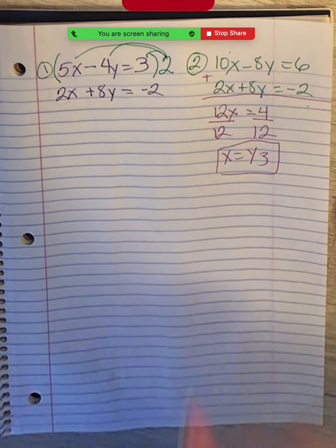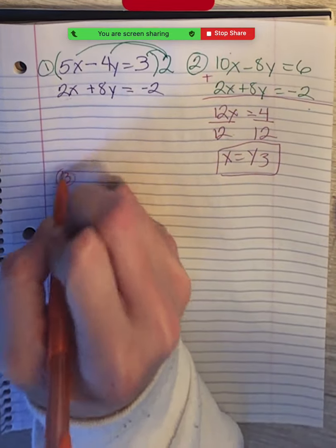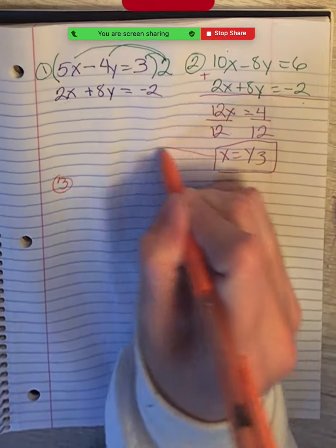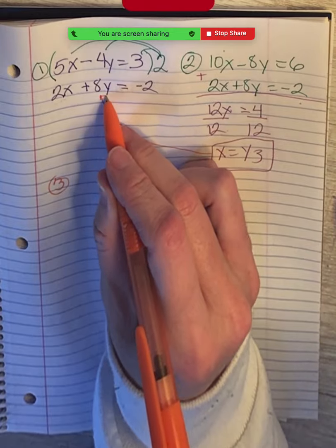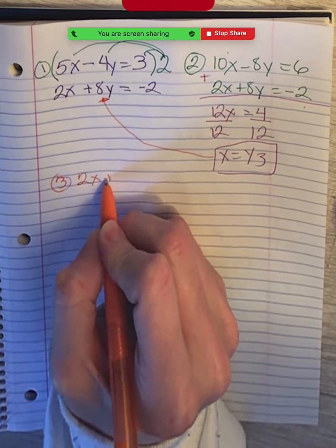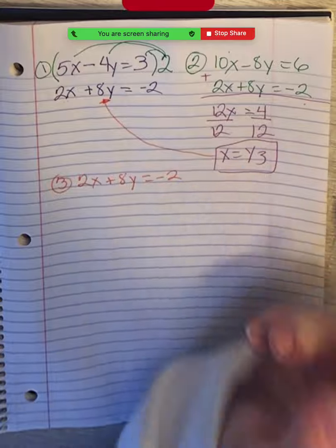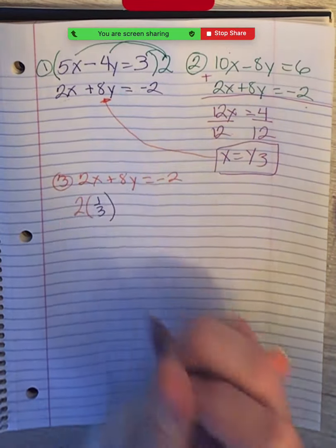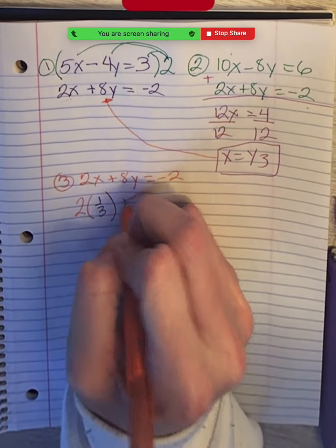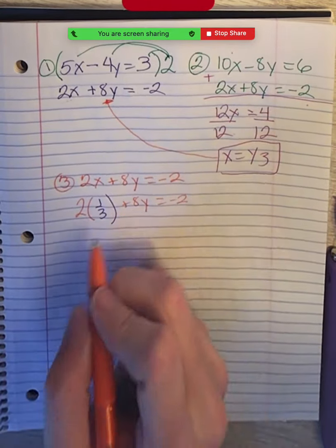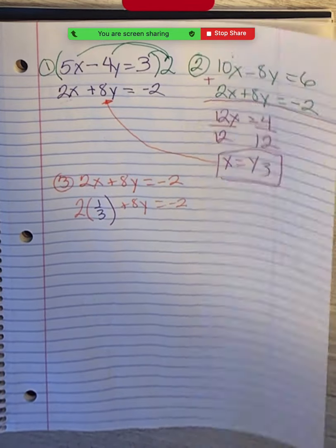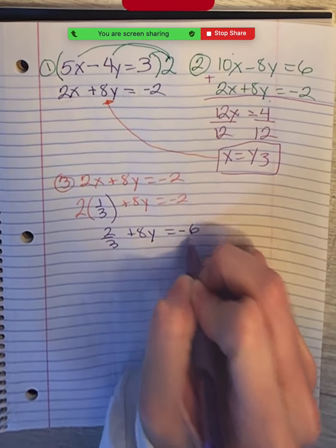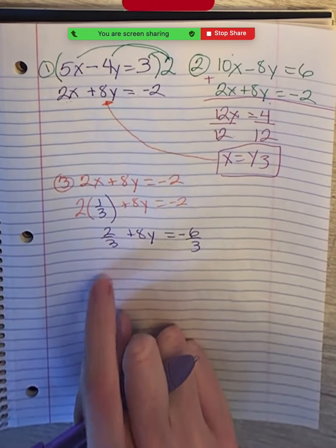Then I have to go and plug this in to one of my equations to get y. It doesn't matter which one, it's not easier, so again I'll use the second equation. So 2x plus 8y equals -2. I got x was 1/3, sorry. So that would be 2/3 plus 8y equals -6/3. I just know that this has to be a common denominator.